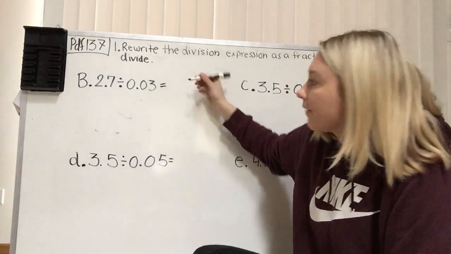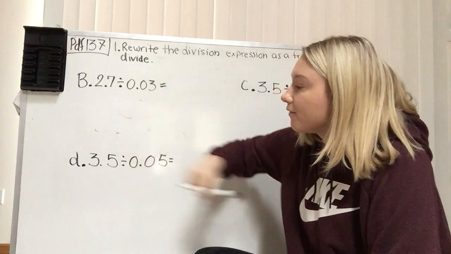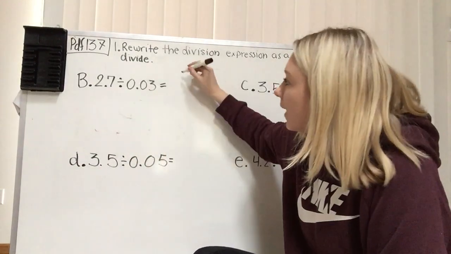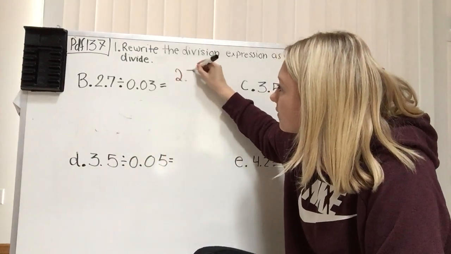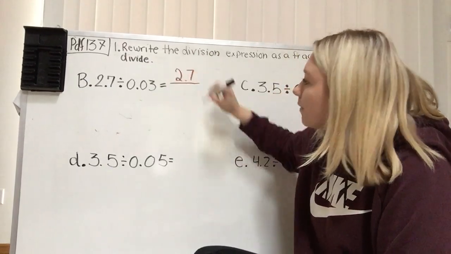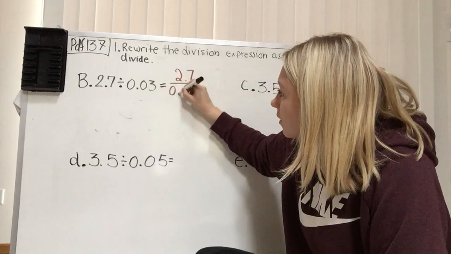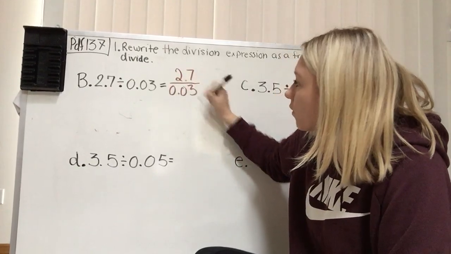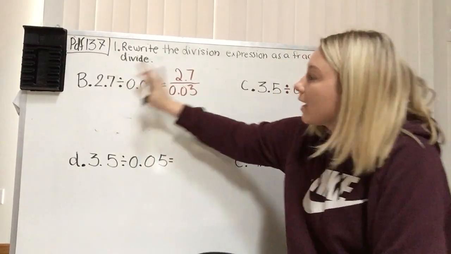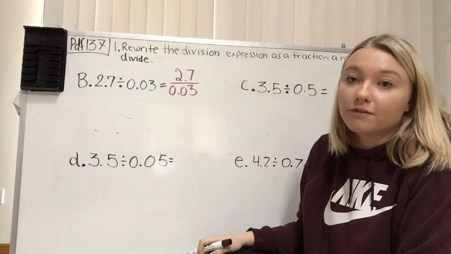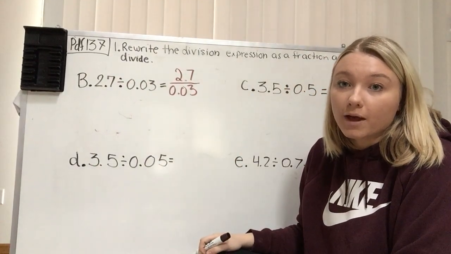So all I have to do, this is 2 7/10 divided by 3/100, okay? So all I did was take this and turned it into fraction form, okay?